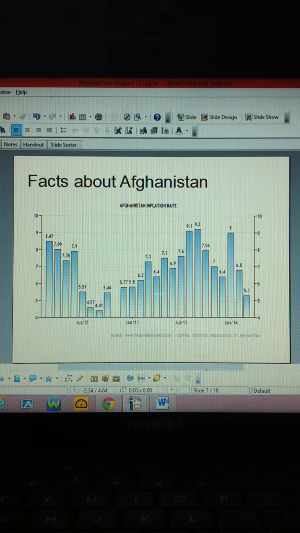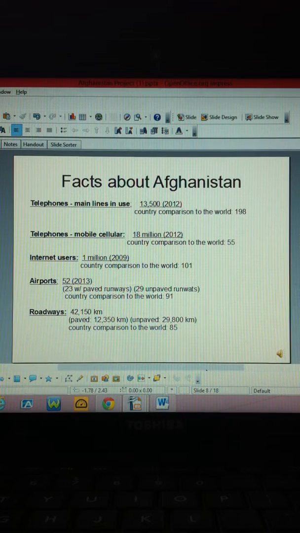Current events and facts about Afghanistan. Telephones: as far as landlines, they have approximately 13,500, and that was a 2012 estimate. Compared to other countries in the world, Afghanistan ranks at about 198, which is very low. As for cellular phones, Afghanistan makes some bigger strides, having 18 million cell phones, a 2012 estimate. Compared to other countries in the world, that ranks them at 55.